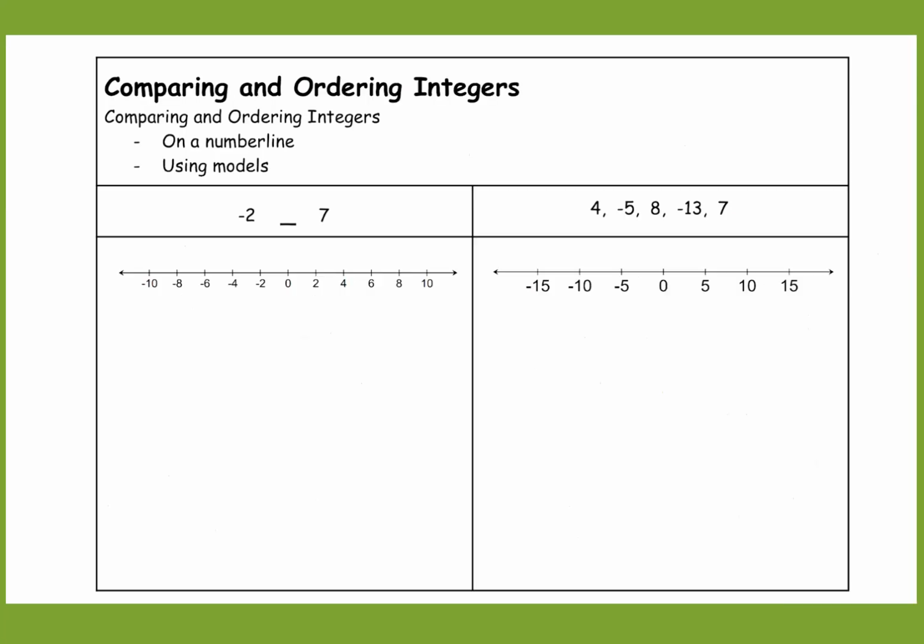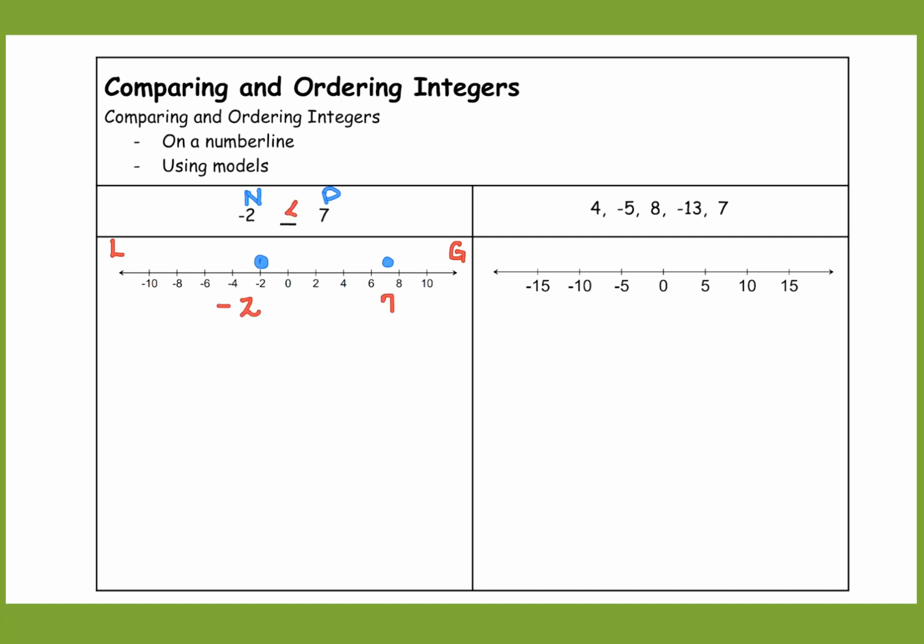In this section, we are going to practice comparing and ordering integers on a number line and using models. Let's look at this first problem. -2 compared to +7. We can easily add these numbers to the number line below. Here we have a -2, and here between the 6 and the 8, we have a +7. -2 is to the left of 0, and +7 is to the right of 0. So we always remember that left is less, and our number line moves from least to greatest from left to right.